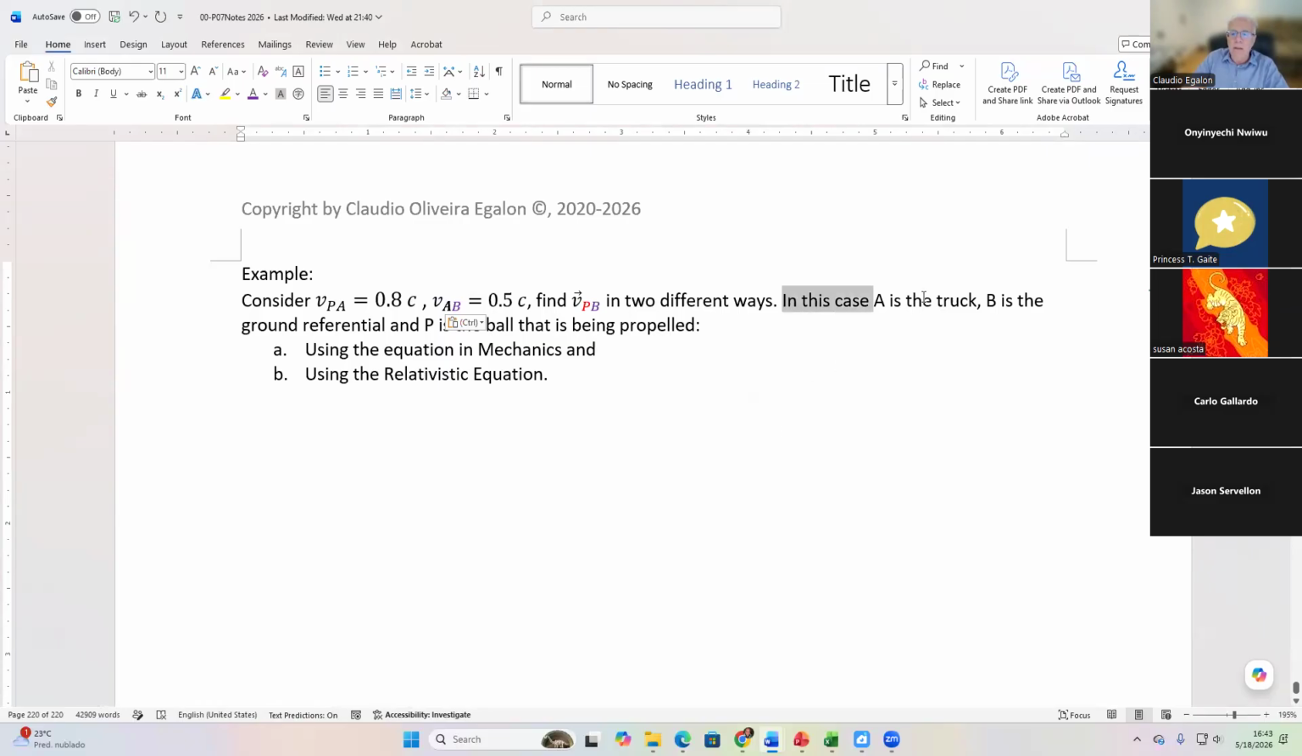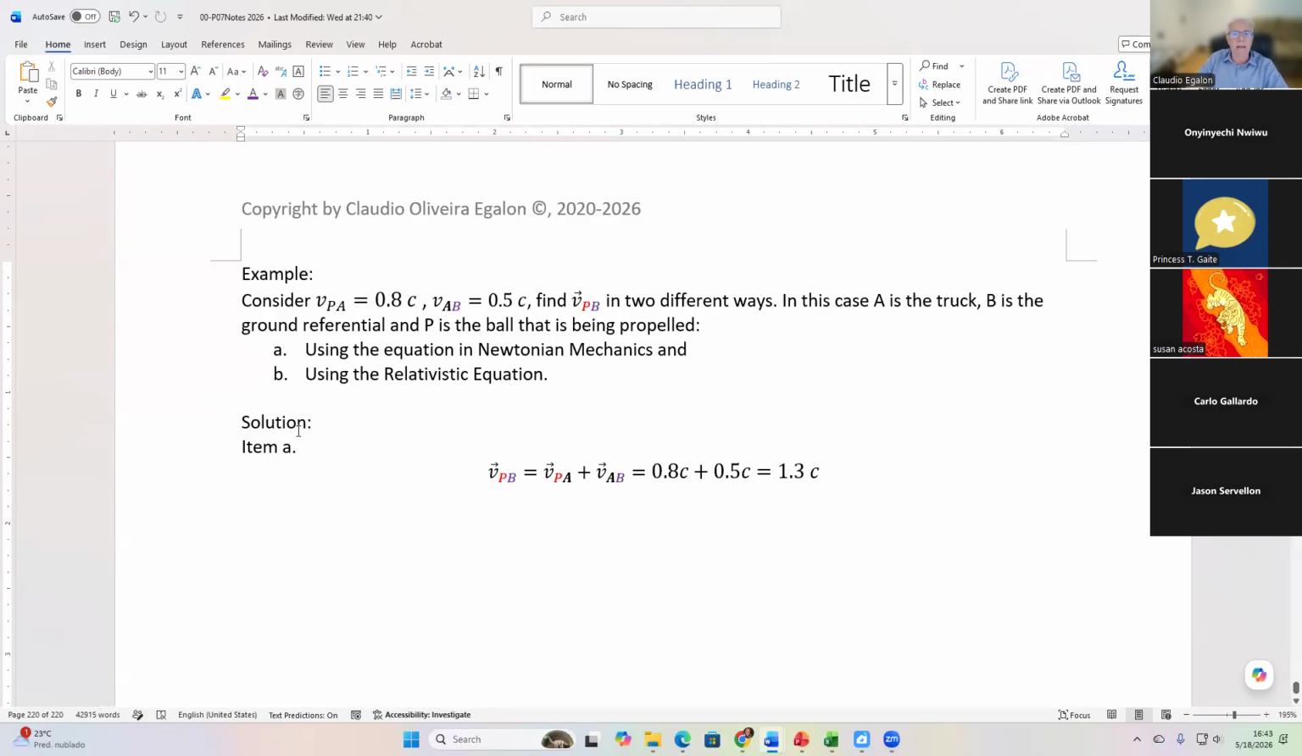Okay, in this case, A is the truck, B is the ground referential, and P is the ball that's being propelled. Using the equations of Newtonian mechanics, and using the relativistic equation, compare both results, right? So here you go. Solution. Let's see how different they are.